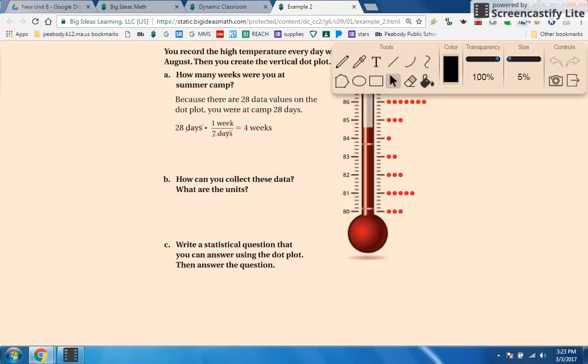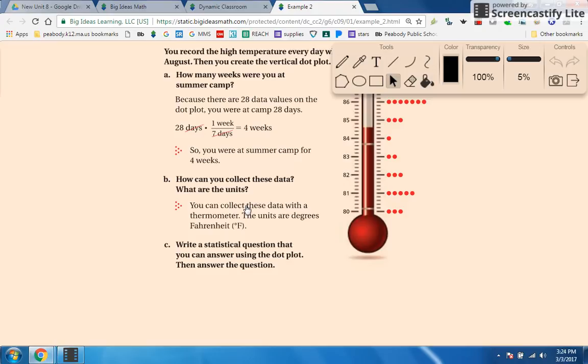How can you collect this data? So what would you use to collect this type of data? You would use a thermometer. And your units would be degrees. So, yep, you can collect this data with a thermometer and you're using degrees Fahrenheit. Write a statistical question that you can answer using this dot plot.